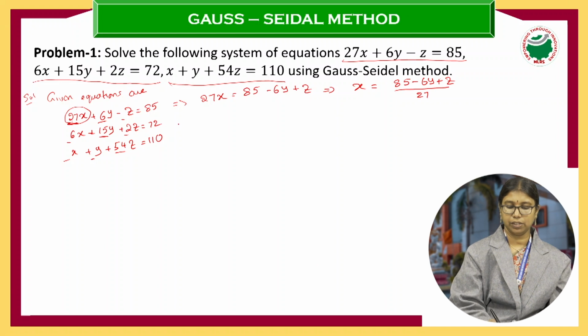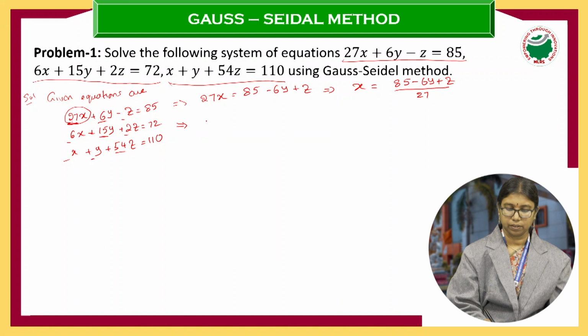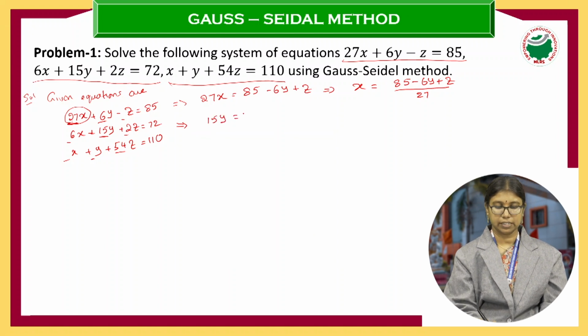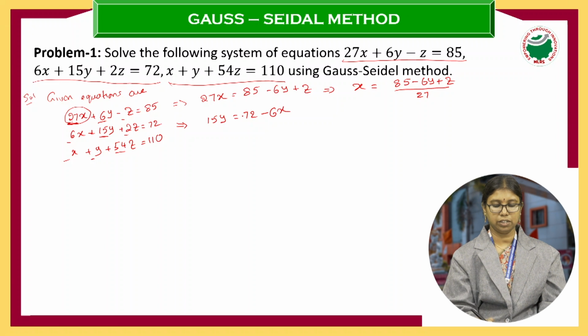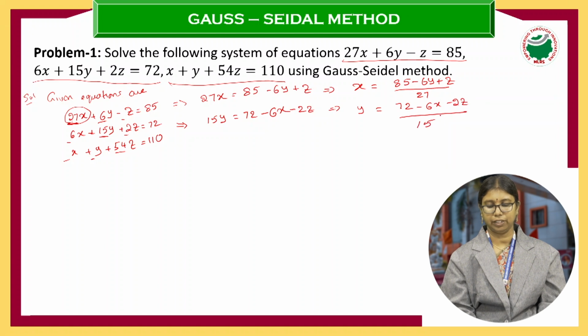Similarly, from the second equation, if you are separating the second variable y, then 15y is equal to, I will take remaining values to right hand side. So 72, plus 6x if you are taking right hand side, you will get minus 6x, plus 2z if you are taking right hand side, you will get minus 2z. Then y is equal to 72 minus 6x minus 2z by 15.